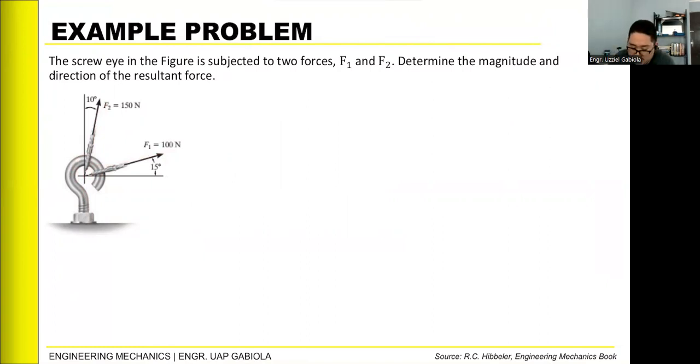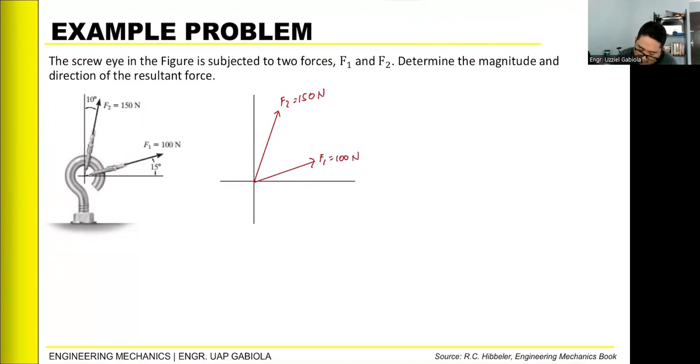So it is good to first represent our figure as a much simpler diagram, which we call a free body diagram. Here we put our forces. This is F2, 150, and our F1 is 100. Okay? That is in newtons. Then we put the angles. So we have here 15 degrees and then we have here 10 degrees.